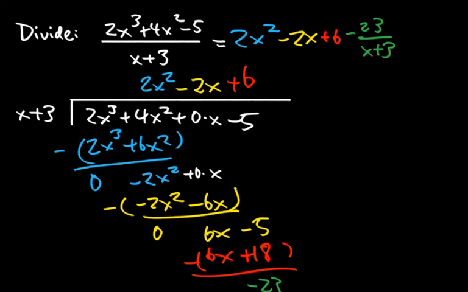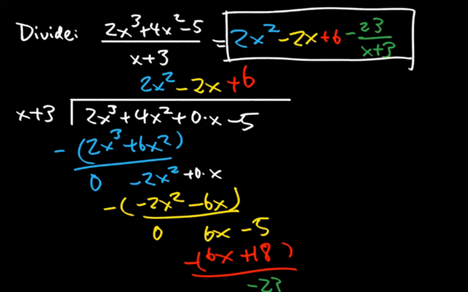All right, so this is polynomial division. It's not too different than regular division. It's just the same kind of thing. You just have variables instead of numbers.